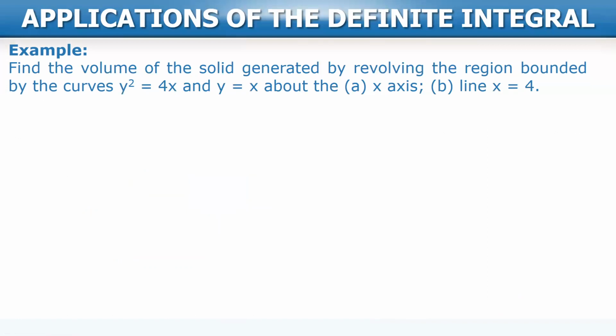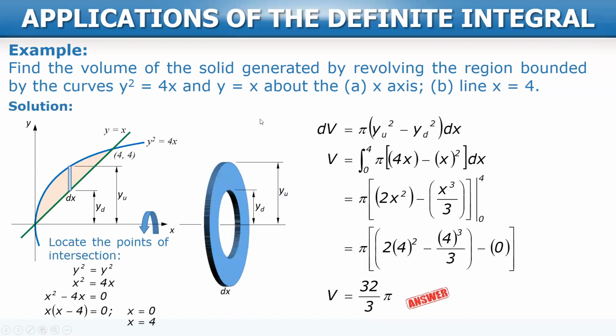Another one. Find the volume of the solid generated by revolving the region bounded with the curves y squared equal to 4x and y equal to x about letter A, the x-axis, letter B, x equal to 4. Again, this problem was solved using one of the other two methods. Using the circular ring method, the answer is 32 over 3 times pi.